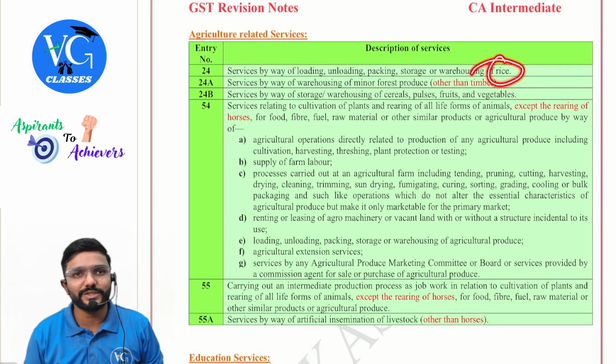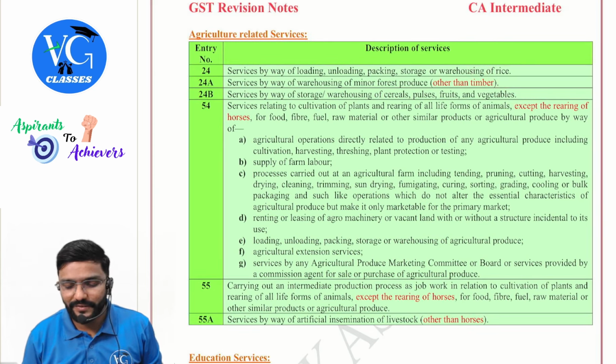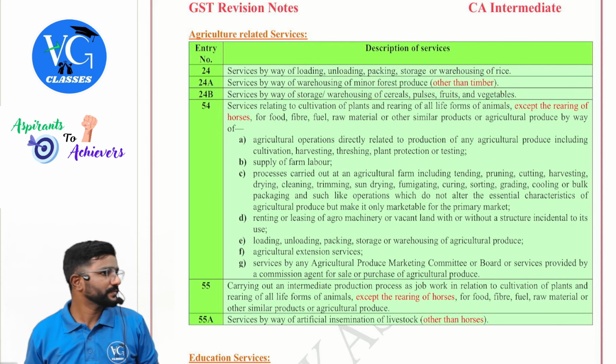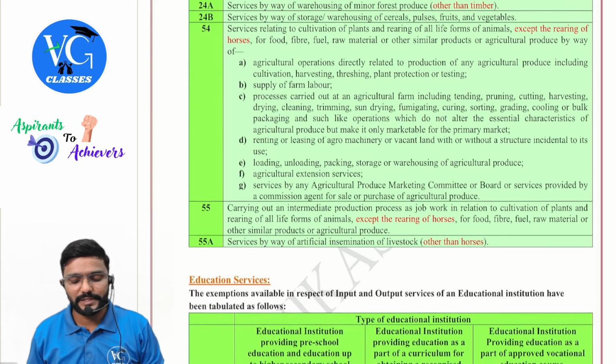Sir, here they told rice. No, sir, rice is not agricultural produce. Even vegetable they have covered here separately. Please be careful. But that is for storage and warehousing. Clear? Yes. So please be careful.